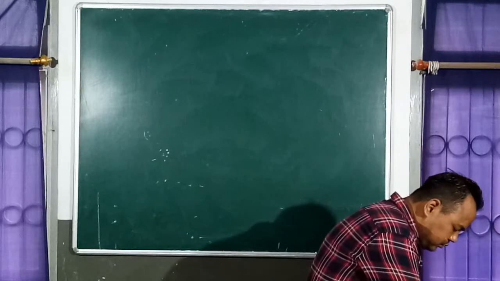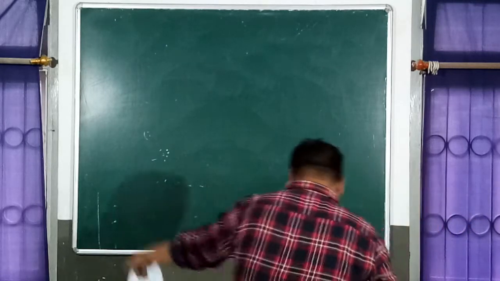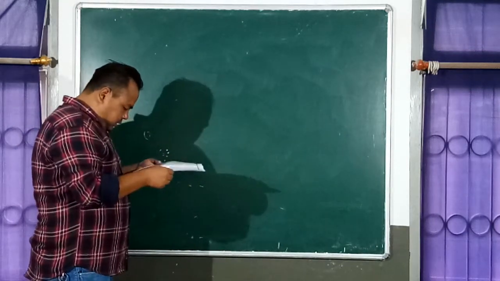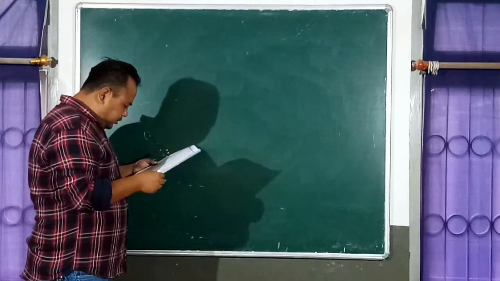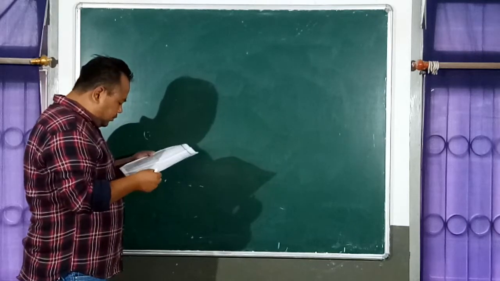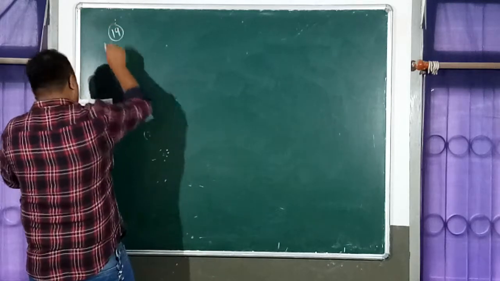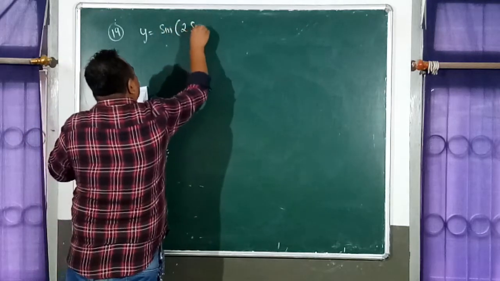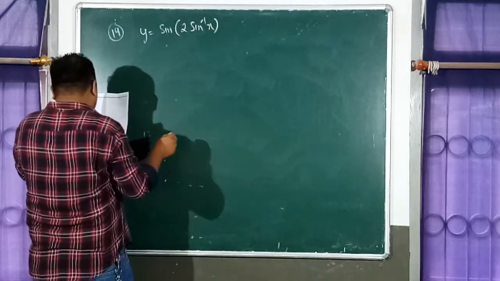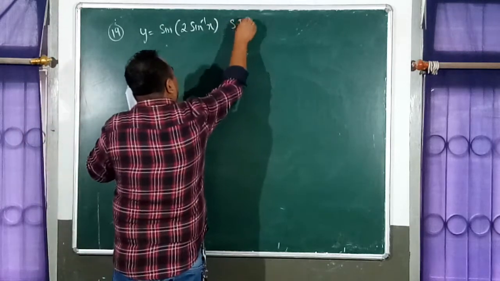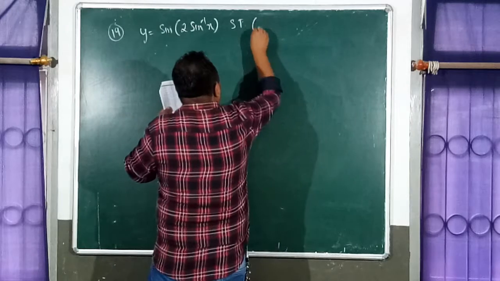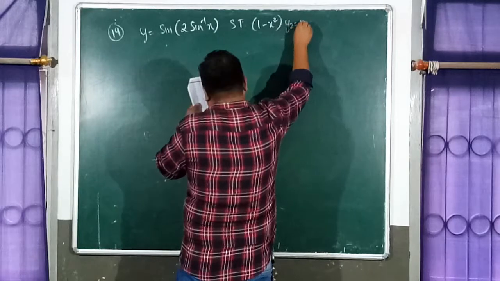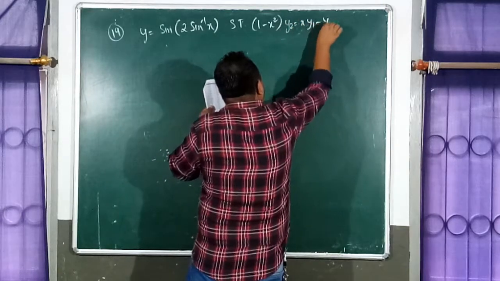Now, let me do another question, a similar ISC type question. Another important question for you all. Question number 19 says, if y equal to sine open bracket 2 sine inverse x close bracket, show that 1 minus x square y2 equal to x y1 minus 4y.